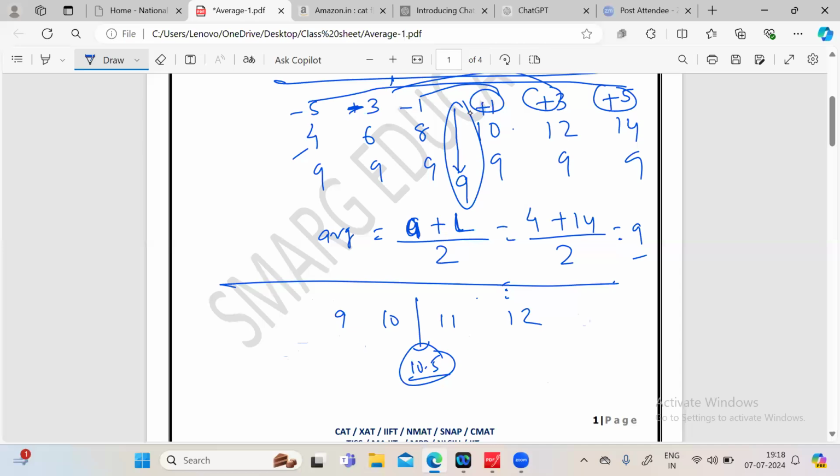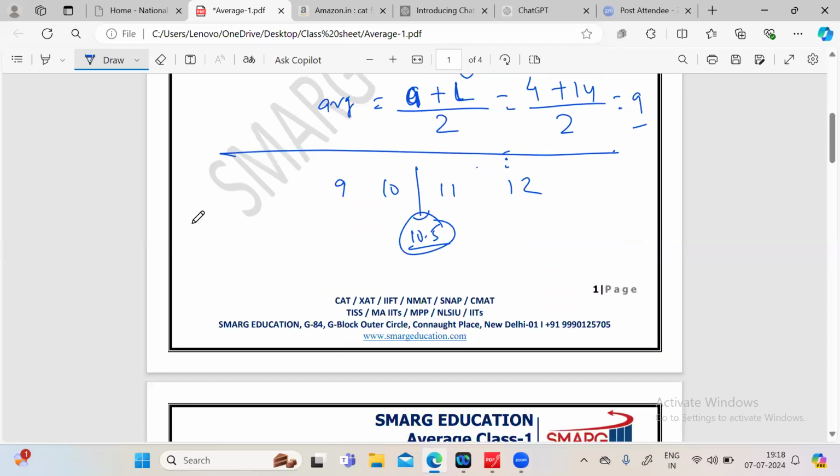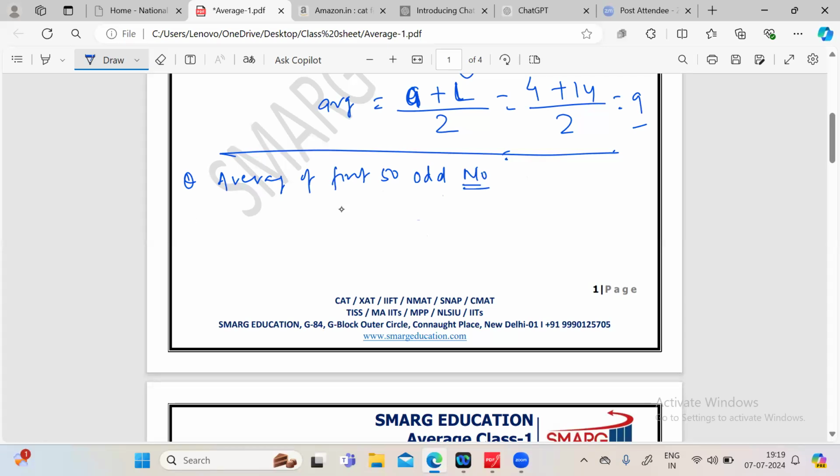Similarly, you can also have other observations which will help you in solving problems and finding the questions which are not consistent with data. Let me ask a simple question first. Average of first 50 odd numbers. What will be those first 50 odd numbers? Tell me the first odd number.